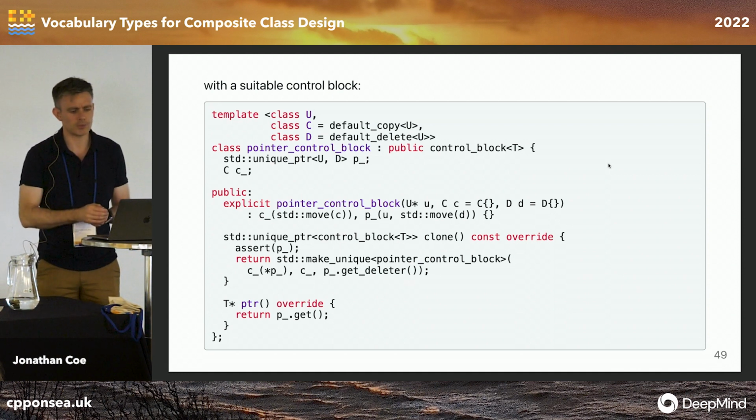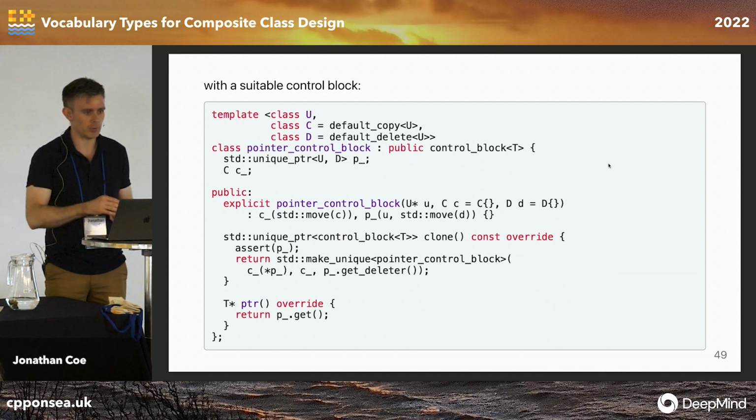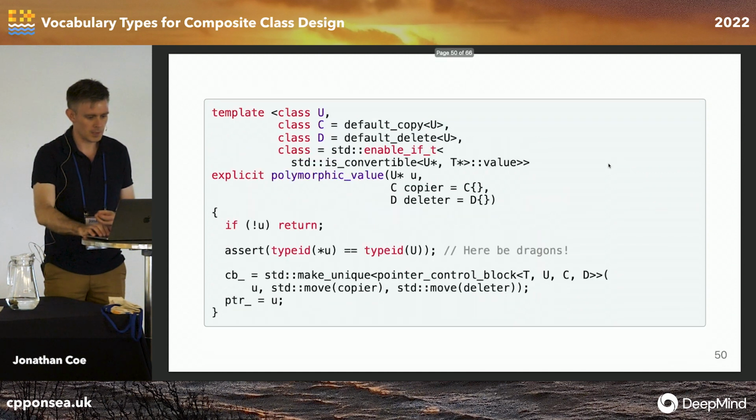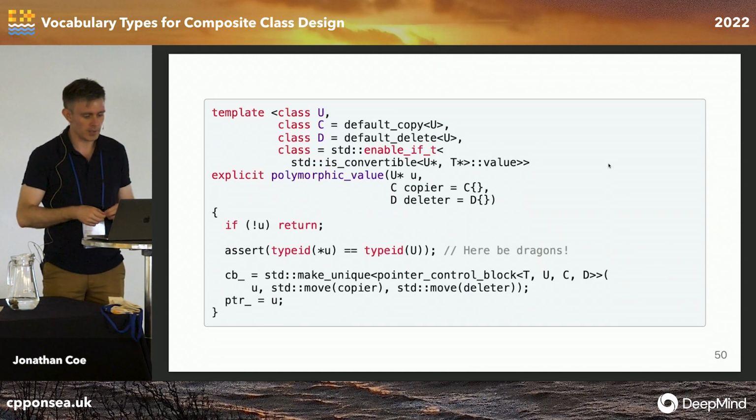You could rewrite this yourself, get rid of unique pointer and then just stick a U star and a D in there. It wouldn't make a big difference. And then this is used inside the constructor of polymorphic value by creating a control block, as we've seen in the patterns before. So this implementation here is not really too onerous or complicated.